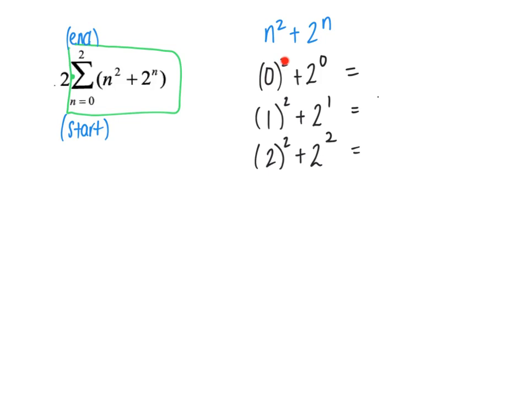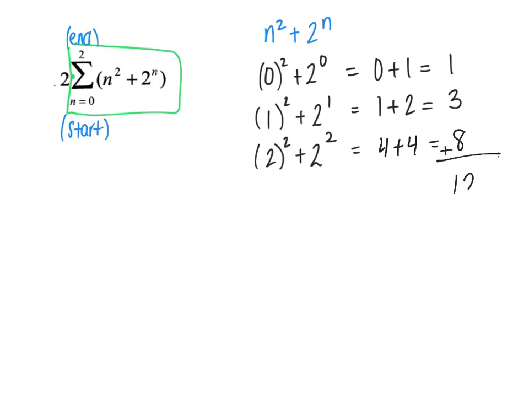So 0 squared is 0, plus 2 to the 0 power is 1. Anything to the 0 power is 1. So this is 0 plus 1, which is 1. Feel free to put these in the calculator if you want. I'm just doing them by hand. 1 squared is 1, plus 2 to the first, which is 2. So 1 plus 2 is 3. 2 squared is 4. So 4 plus 4 is 8. So if we add those up, we get 12.